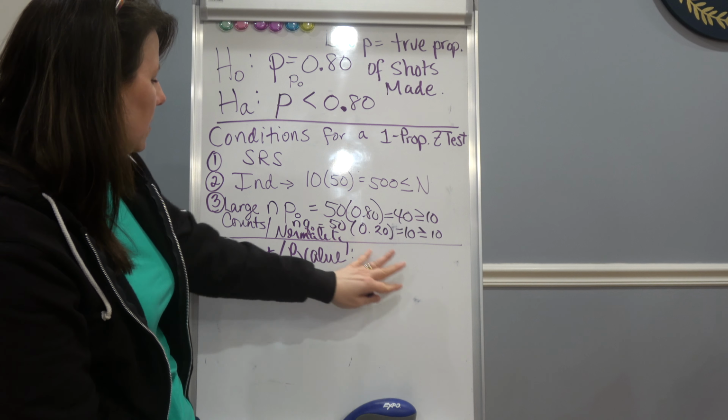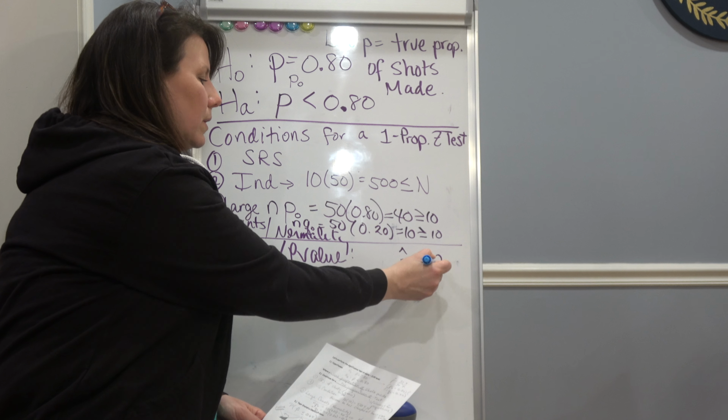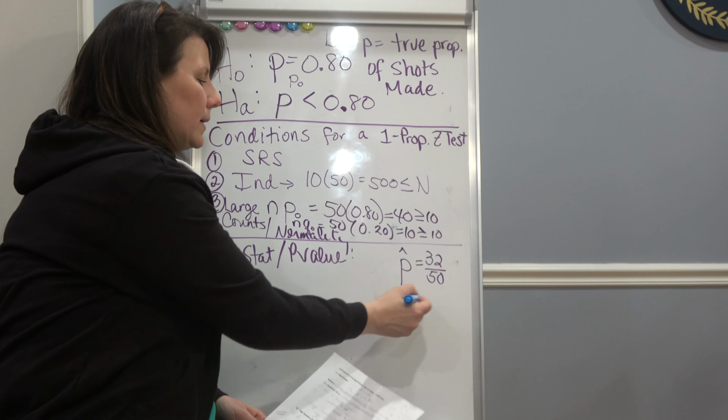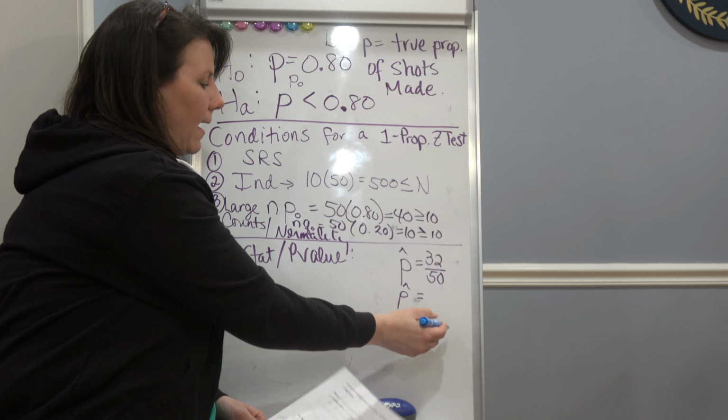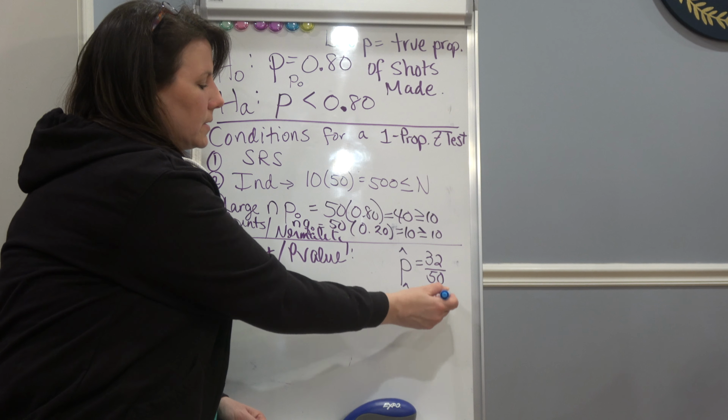So in this case, this basketball player, we know, shot 32 of the 50 that he tried. And so that p hat is 0.64.